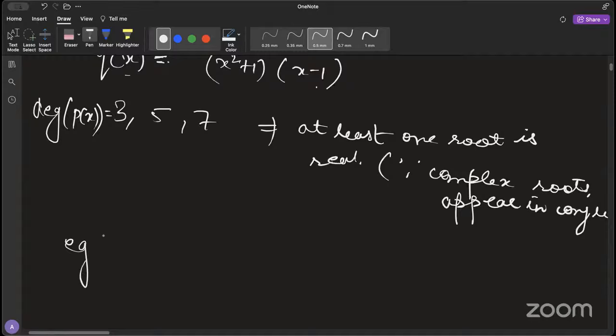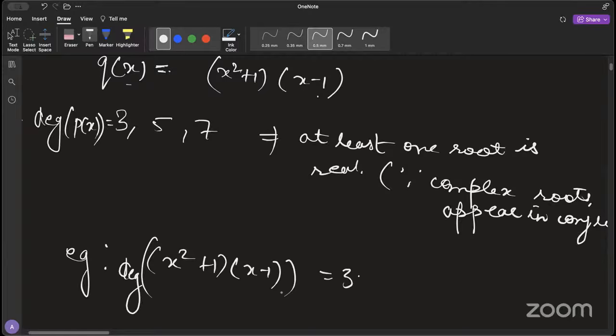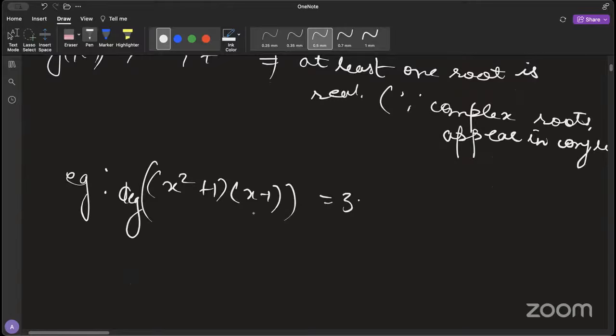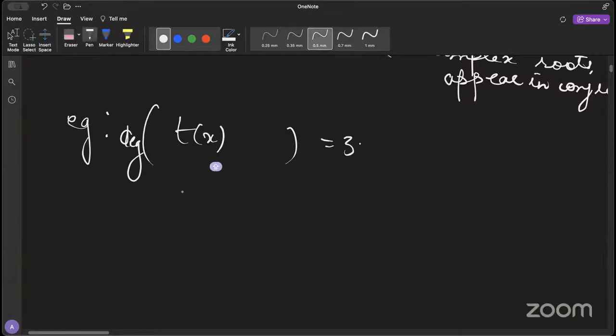For example, let's say you take this one. The highest power would be 3, so the degree is 3, right? If you have x square plus 1 and x minus 1, then the degree of this entire thing is 3. So it's confirmed that only one root is real. Let's say you have Q(x) here instead, or T(x), and let's say your degree is 3. Then what is the possibility? How many real roots can I have?